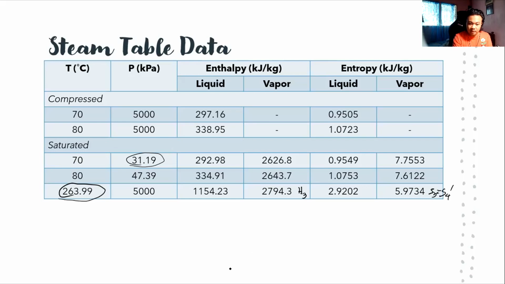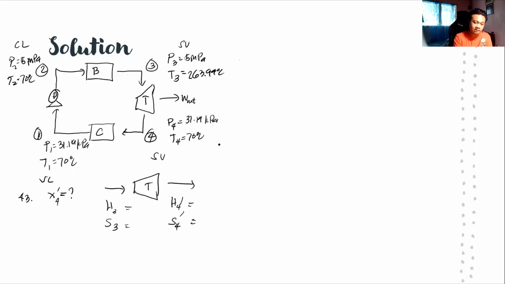So let's go back here. We have 2,794.3 kilojoules per kilogram, and then we have 5.9734 as our entropy, and it has the same value at state 4 because it is isentropic, diba? We still have to find our H4, but we can find that later. So how do we solve this?